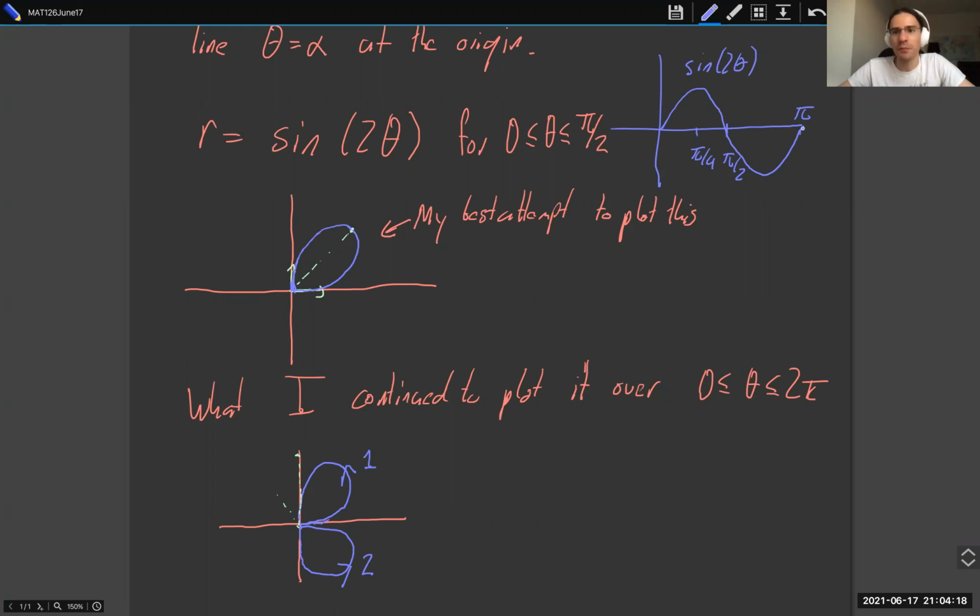Now I reach pi, now it becomes positive again. So now I'm traversing this part of the curve because it's these angles and the radius is positive. So now it comes in and now I'm traversing this part of the curve, going around in this direction. So that's the third step.